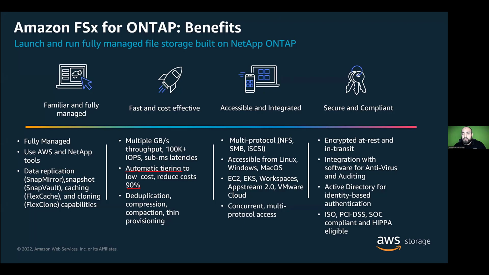It supports protocols like NFS and SMB for file and iSCSI for SAN operations. It's accessible from any machine, Linux, Windows, Mac OS, any operating system. You can access it from any compute service within AWS, like EC2, containers, even if you have VDI like WorkSpaces, and of course the VMware Cloud. And you can also access it from on-premises. So on-premises can also access that shared storage that I have on the cloud.